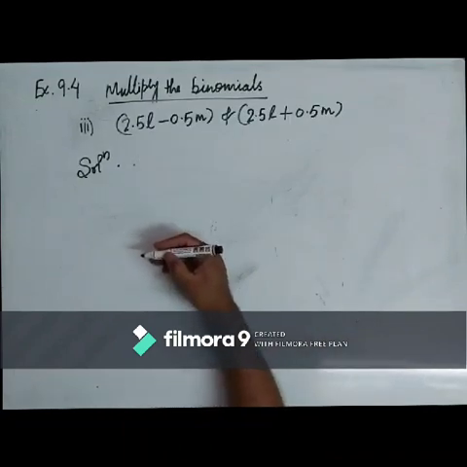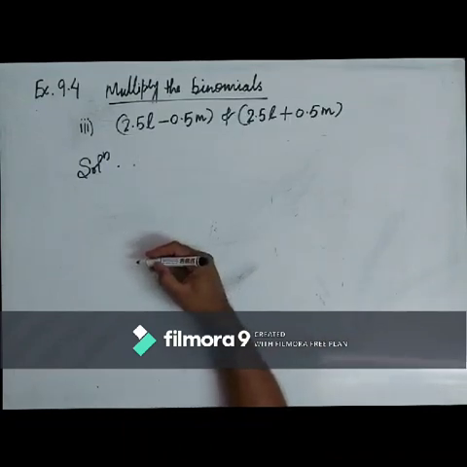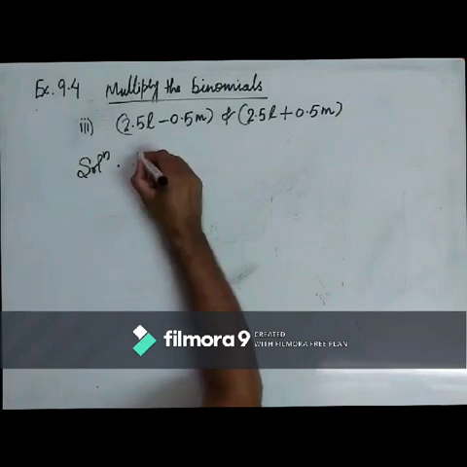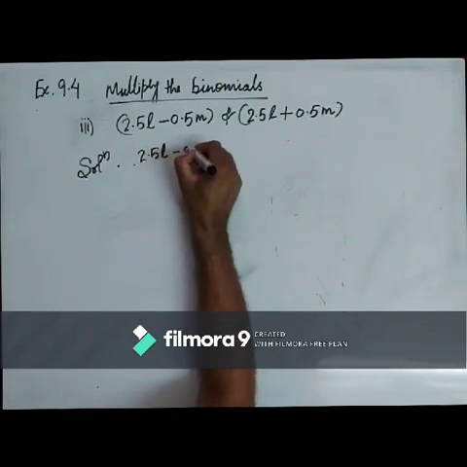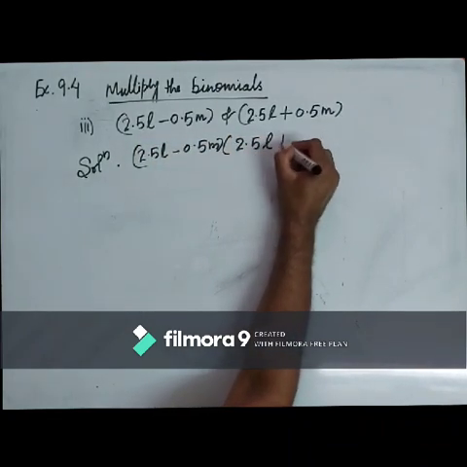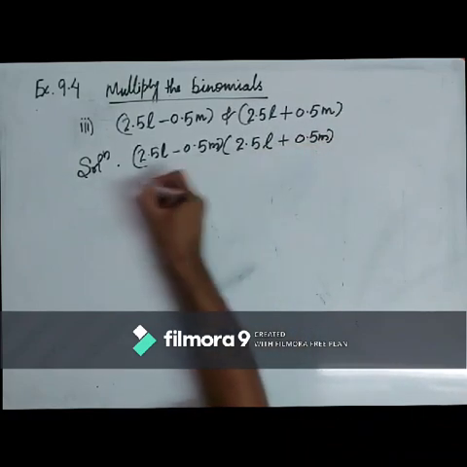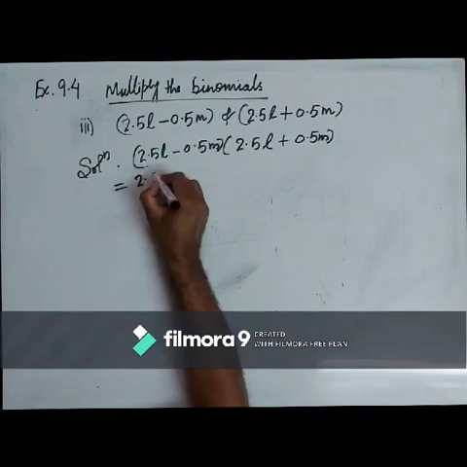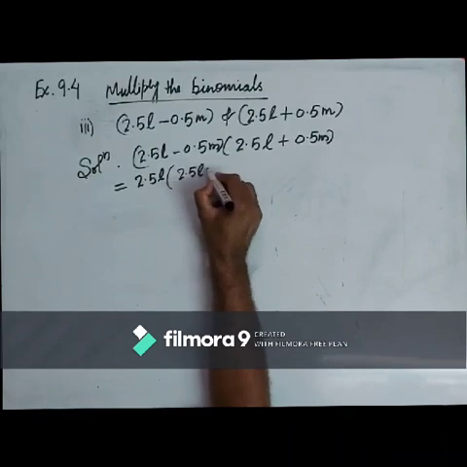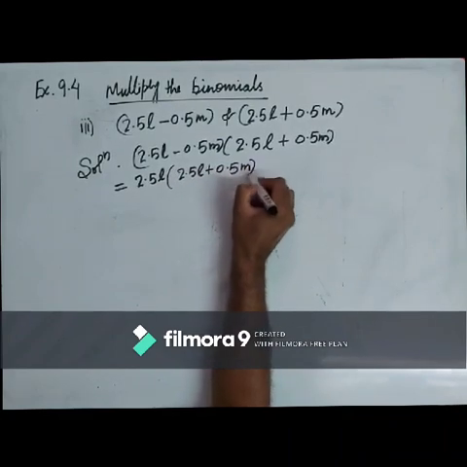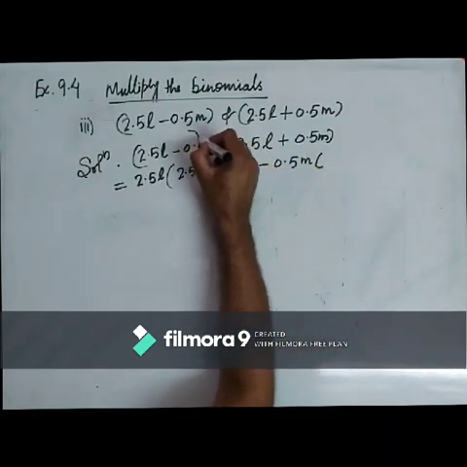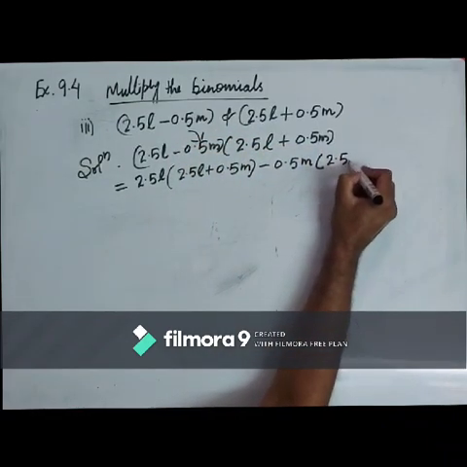Next is the third one, 2.5L minus 0.5M and 2.5L plus 0.5M. So let's start: 2.5L minus 0.5M into 2.5L plus 0.5M. So when we start, distribute first: 2.5L into 2.5L plus 0.5M, and minus sign 0.5M bracket start, this component, and then this is 2.5L plus 0.5M.